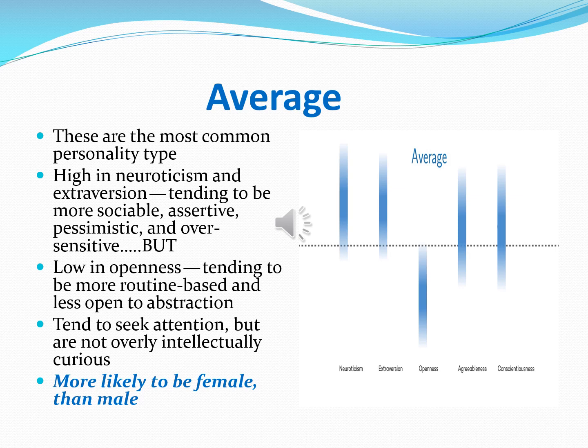They are usually high in neuroticism and extraversion, tending to be more sociable, assertive, pessimistic, and oversensitive. But at the same time, they are low in openness, tending to be more routine-based and less open to abstraction, tending to seek attention but not overly intellectual or curious. So usually, according to research, more females fall in this personality type category.